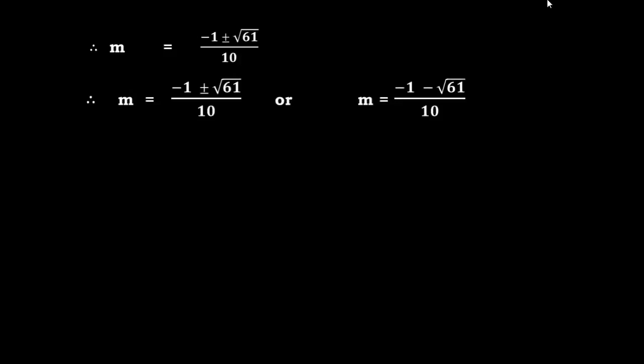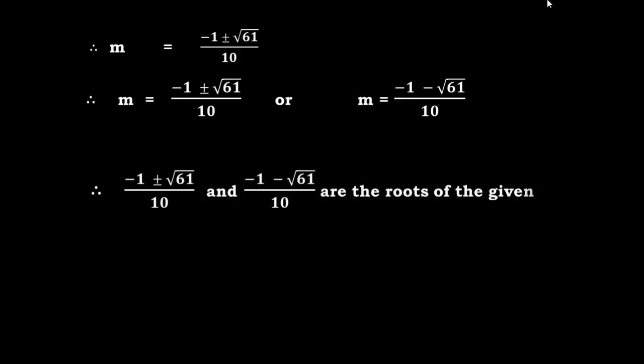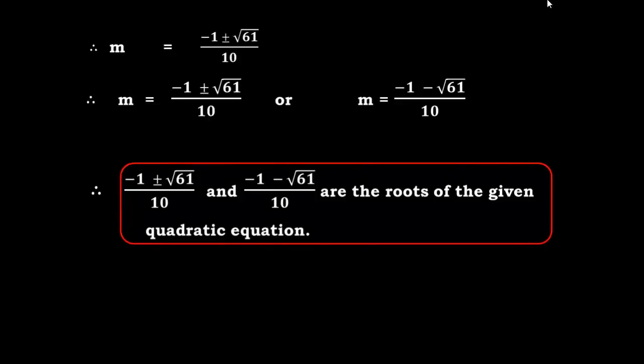Now see, the denominator is same, so we can write m is equal to minus 1 plus minus root 61 upon 10. So m is equal to minus 1 plus root 61 upon 10, or m is equal to minus 1 minus root 61 upon 10. So minus 1 plus root 61 upon 10 and minus 1 minus root 61 upon 10 are the roots of the given quadratic equation.